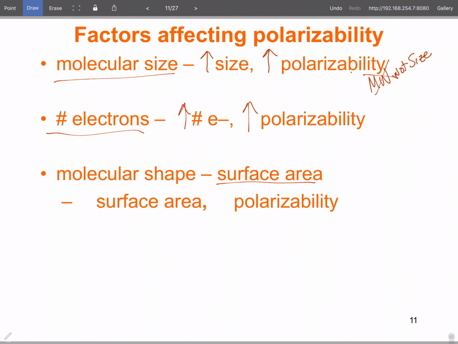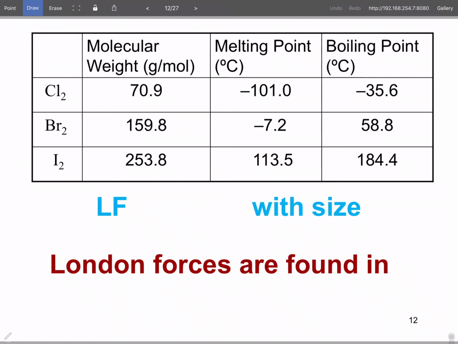So as you increase surface area, you're going to increase polarizability. We're back to increasing the size, you're increasing the polarizability. Okay? So we're going to look at a slide in just a second, but let's look at an actual situation. And these are all in the same family. These are all the halogens.